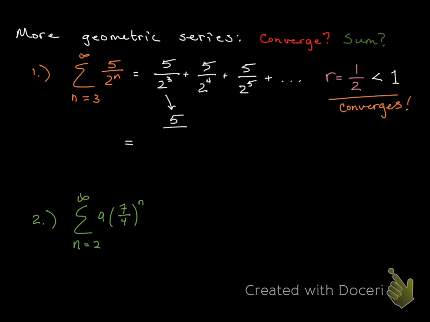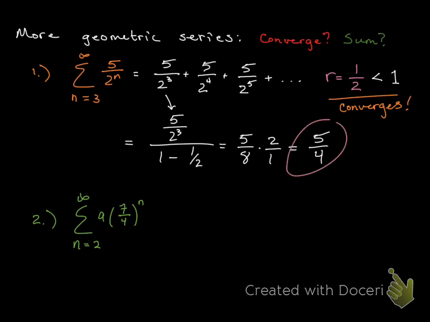It converges to the first term, 5 over 2 to the third, divided by 1 minus the common ratio, 1 minus 1/2. And then I simplify. That's 5 over 8 times, in the denominator I'll have 1/2, so that's times 2 over 1, or 5/4. This series actually adds up to 5/4. Well, that's kind of a nifty thing. It converges because the common ratio is less than 1, and I can find the sum by the first term divided by 1 minus the common ratio.